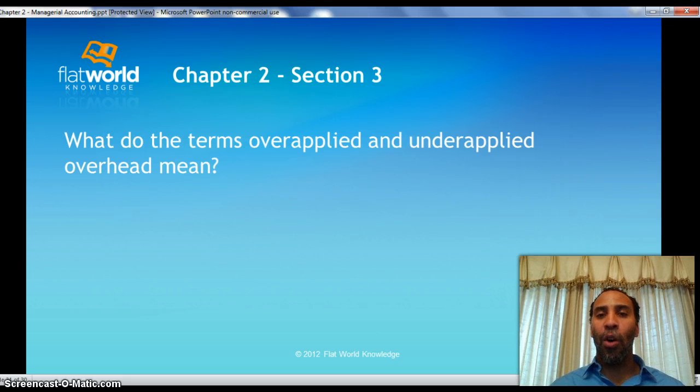So, what do the terms overapplied and underapplied overhead mean? Well, just like anything else, overapplied means we added too much money to the overhead account, and we ended up spending a lot less. And underapplied means we added too little. The amount wasn't enough, and there was a shortage, so we are going to have to pay more money. So I'd rather it be overapplied than underapplied, but sometimes it just depends on the amount.